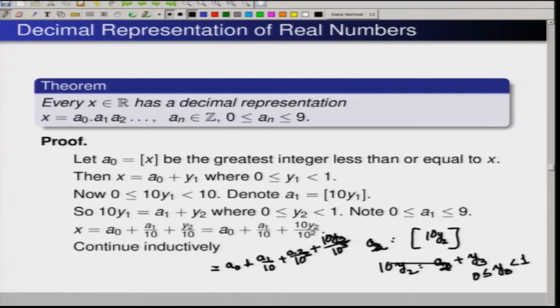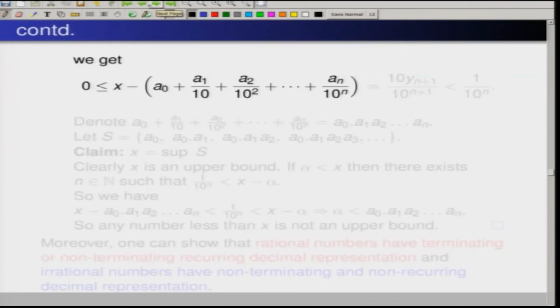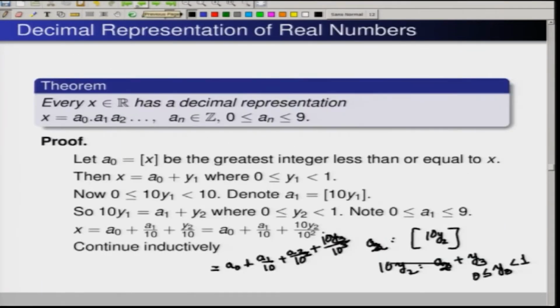You continue like this inductively. So, what you are going to get at every step: obviously, if you look at x minus a 0 plus a 1 by 10, this is equal to y 2 by 10, which is a non-negative number. Now, in this case x minus a 0 plus a 1 by 10 plus a 2 by 10 square is going to be 10 y 3 by 10 cube, which is a non-negative number.